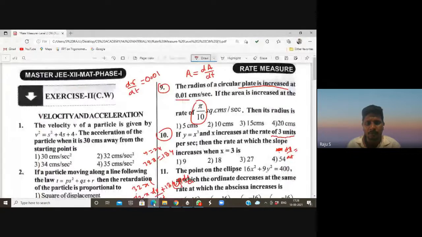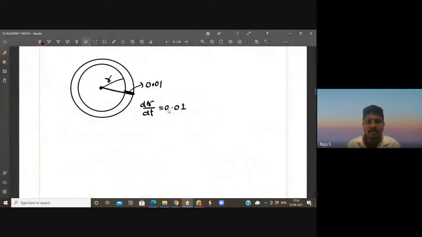When the radius is increasing by 0.01, the area is also increasing. So what is the area of the circle? Pi r square. Now differentiating with respect to t on both sides, dA by dt is equal to pi into 2r into dr by dt. Right, students?